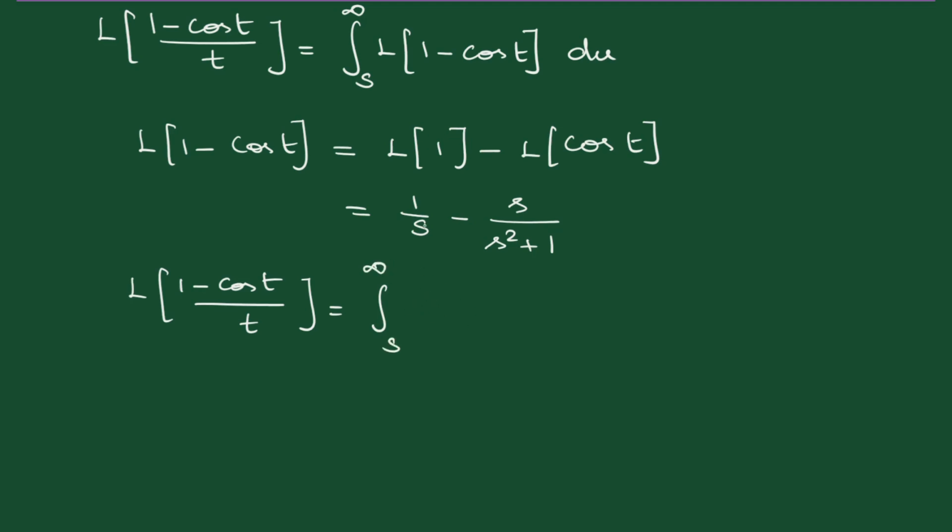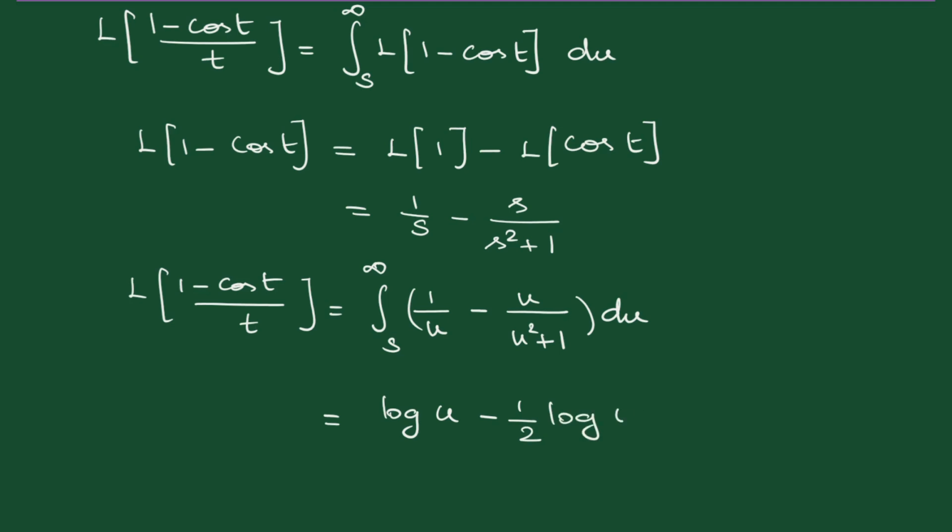Here, while writing it, we have to replace it in terms of u because the limit is already in terms of s. So that here we can make it as 1 by u into, minus u divided by u square plus 1, into du. So this is equal to, now we can integrate it. So integration of this will give you log u, the first term, minus this is 1 by 2 into log of u square plus 1.